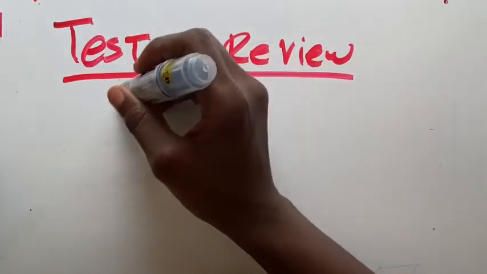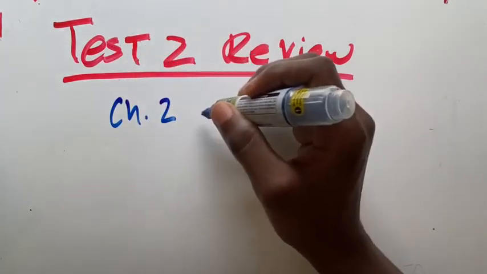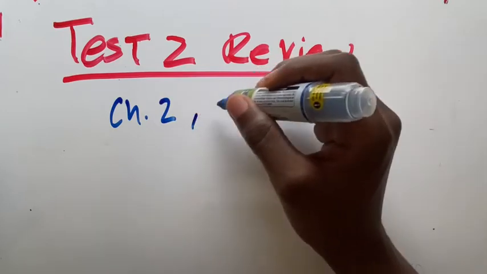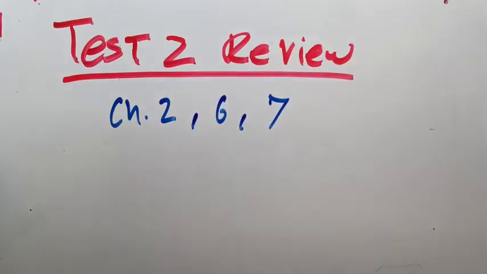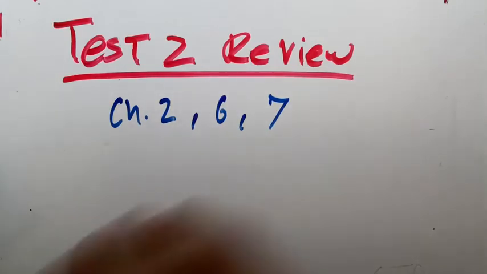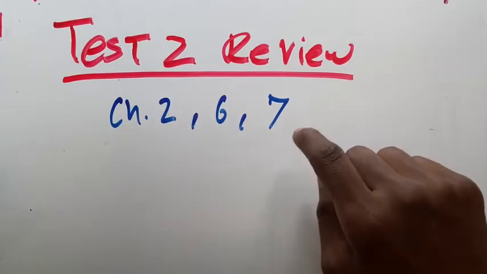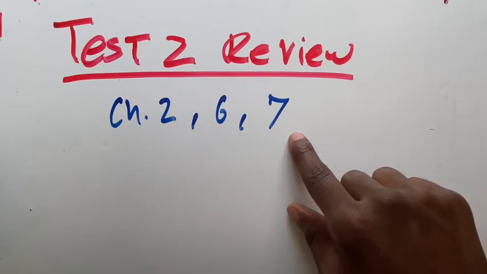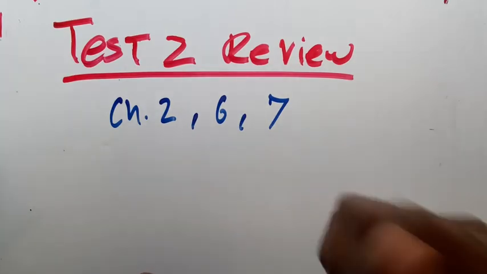Today I'm going to be going over the test 2 review, and test 2 goes over chapters 2, 6, and 7. Chapter 2 was energy and momentum, chapter 6 was heat and temperature, and chapter 7 was thermal energy and phases of matter. All right, so let's get right into it then.